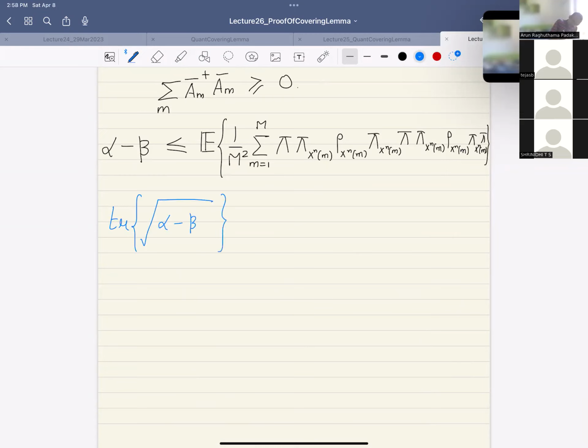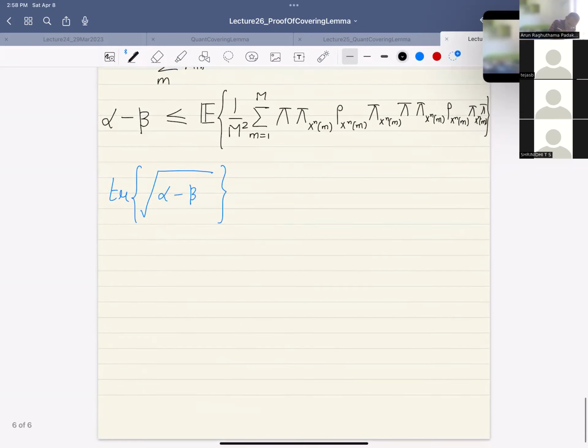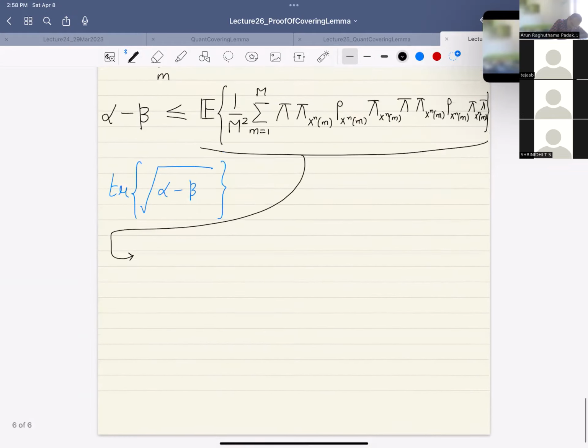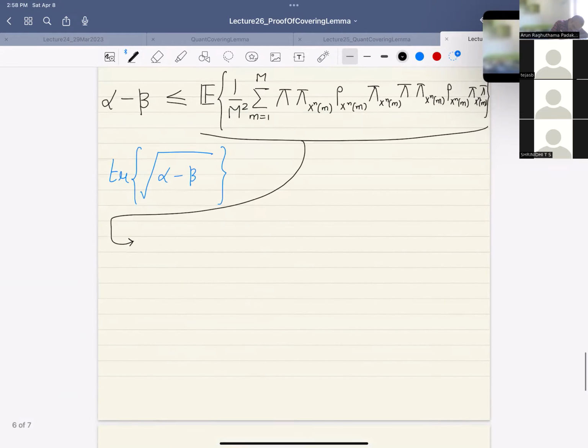Okay. Let's do this. So let's look at alpha minus beta. We're not very far. We're almost done. So I claim this is the following, right? This guy, I'll go neatly from here on. Hopefully, at least for 2 lines. Let's see. 1 by M squared, M equal to 1 through capital M.